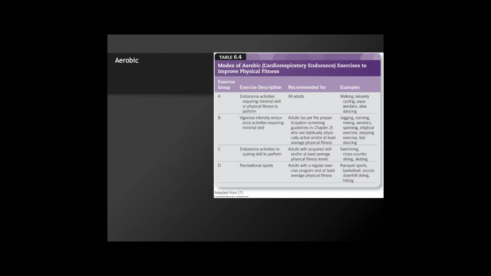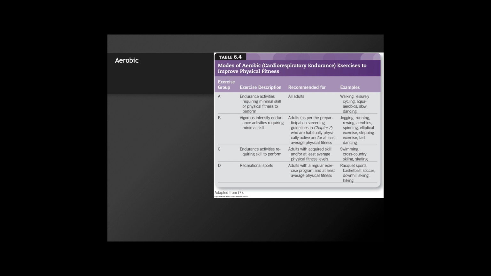Very, very important. What you see here is just ACSM's recommendations for certain types of exercises, modes of aerobic cardiorespiratory endurance exercise to improve physical fitness. You can look at this at your own pace. It gives you different types of aerobic exercise suggestions, tells you who these people are good for, and examples of those types of exercises. So jogging can be aerobic, running's aerobic, rowing's aerobic, aerobics, obviously, spinning, elliptical. All these things are aerobic when the intensity and the duration are kept in mind.